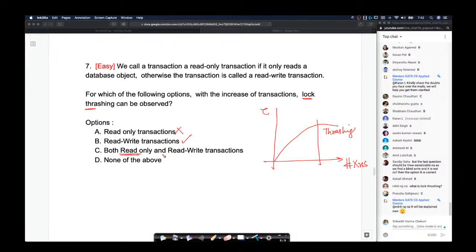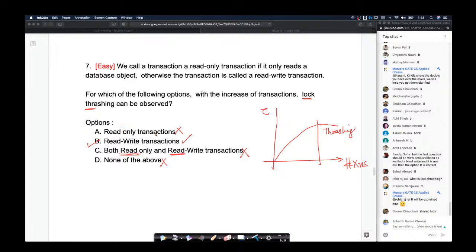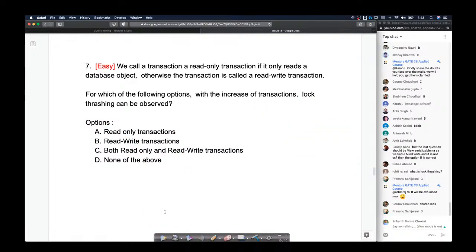In both read-only and read-write transactions, no. In read-only, you don't have lock thrashing. Only in read-write you have lock thrashing. So this also can't be the answer. None of the above obviously is not an answer because B is the option, right? Again, here the whole question has been written just to confuse you a little. You know that for read-only transactions, you don't require locking. You can just read. Only when you have read-write do you have to start locking. And when you have locking, obviously, you will encounter a lock thrashing issue, right? Cool.